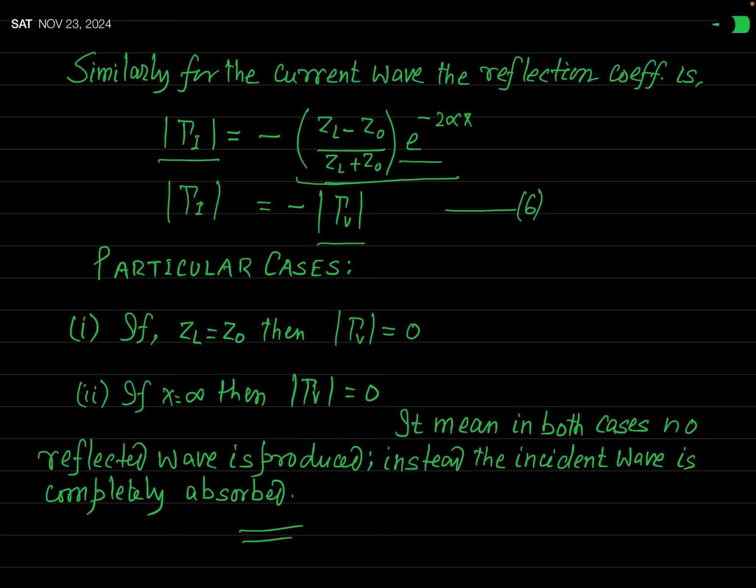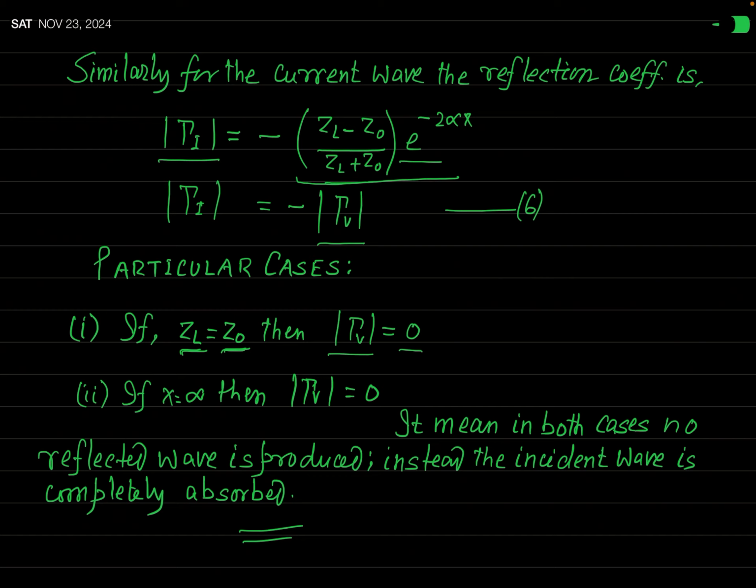Now let us consider two particular situations. If you consider that our load impedance ZL is exactly equal to the characteristic impedance Z0, then what will happen? You can see, if ZL is equal to Z0, the expression for the reflection coefficient, either for the voltage wave or for the current wave, will be equal to 0. I have written here gamma V will be equal to 0. In fact, gamma I will also be 0.